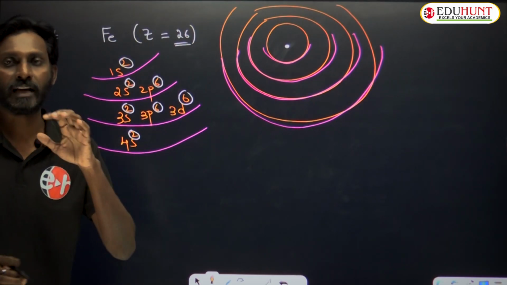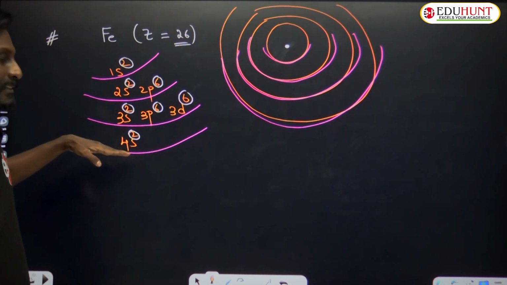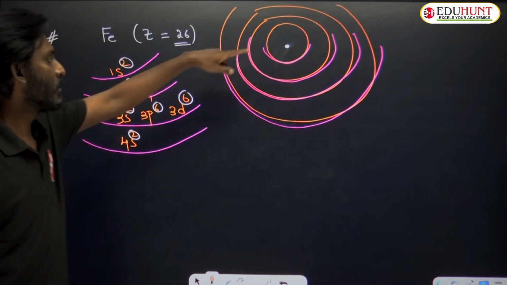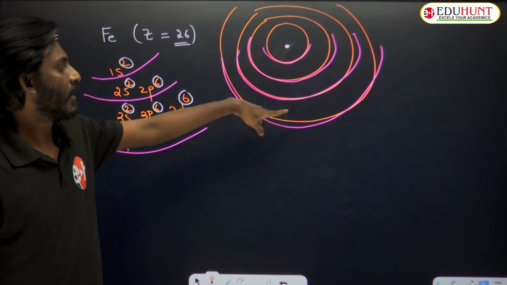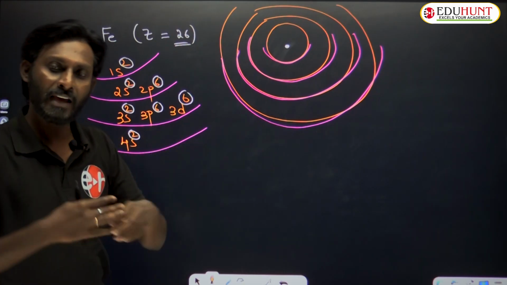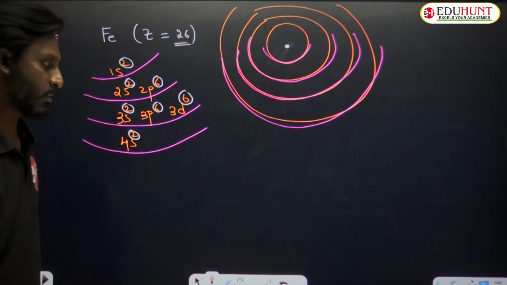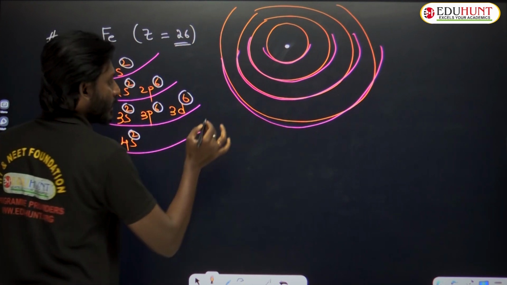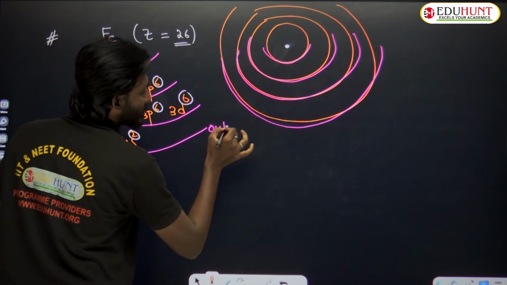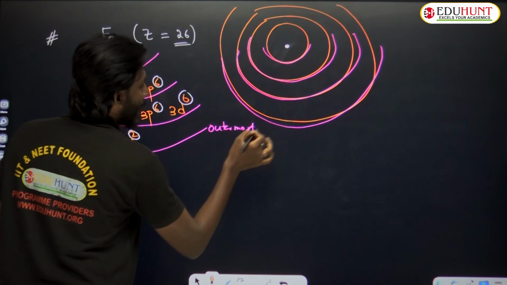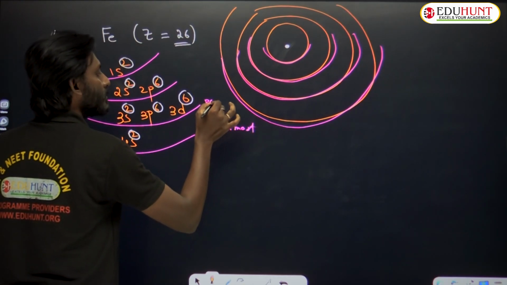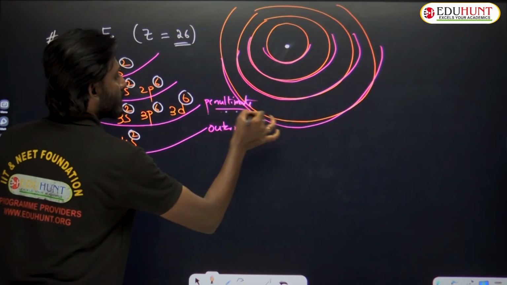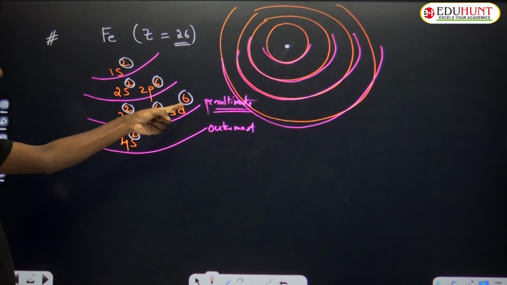And generally you can call the outermost shell. This has the outermost shell. The shell at the ending is the outermost. That means you can define the outermost shell as the shell which is farthest away from the nucleus. This is the outermost shell, otherwise also called the valency shell. And the shell behind is the penultimate shell. So ultimate, penultimate.